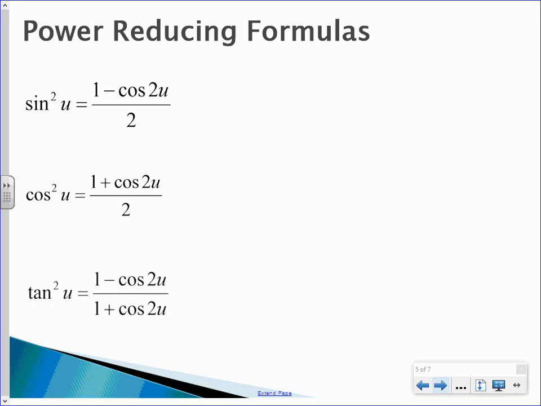And then our last one, tangent squared, is just crazy. But not so crazy, right? Tangent is sine squared over cosine squared. So when we take sine squared over cosine squared, that's what we're going to get.